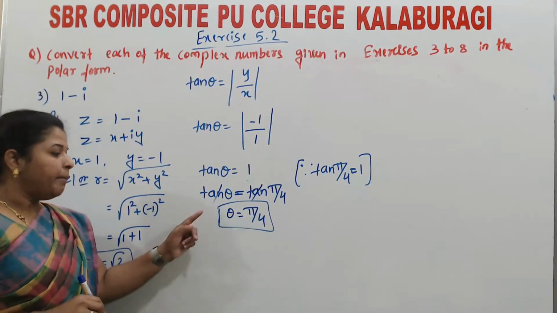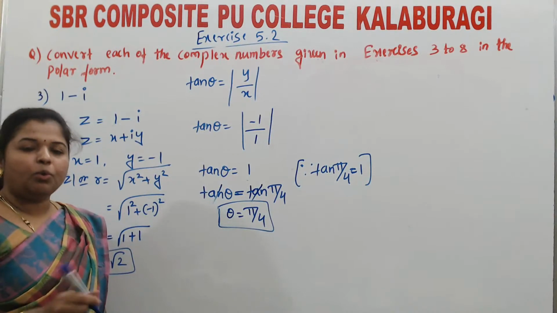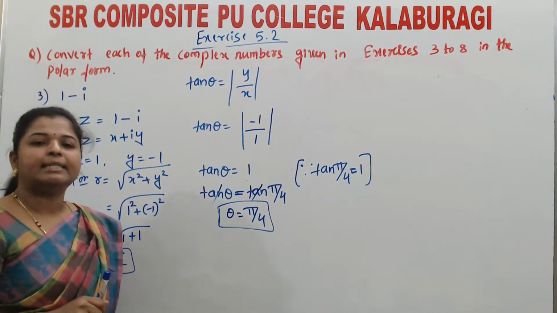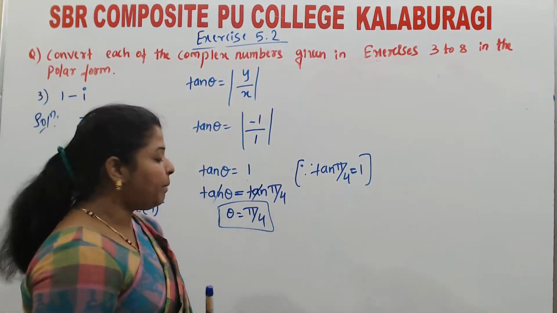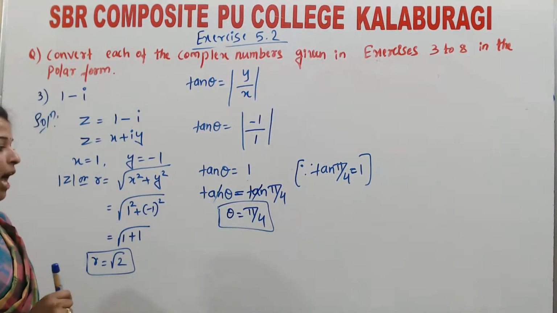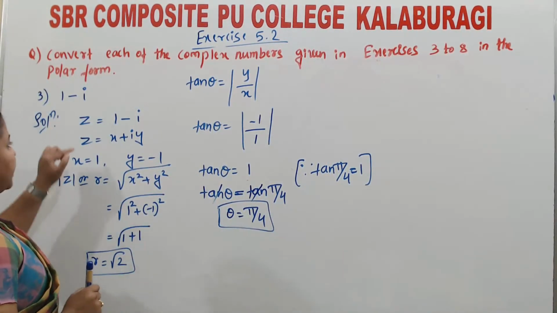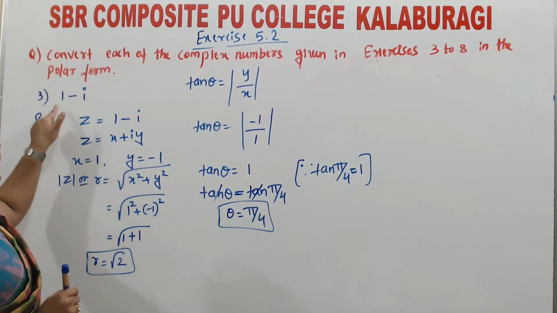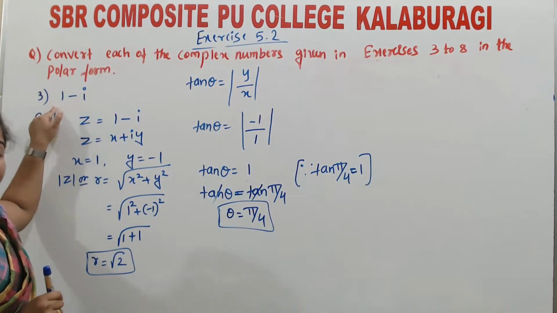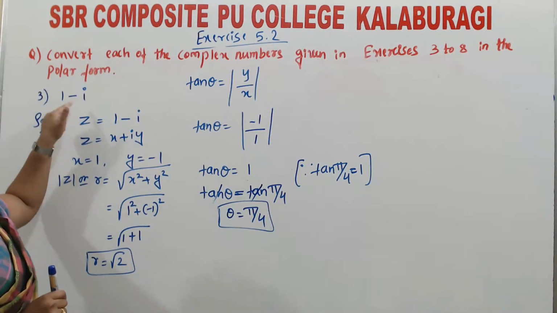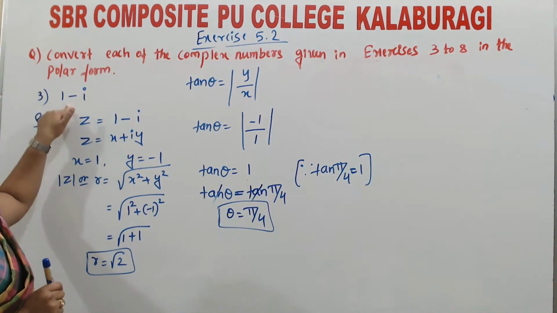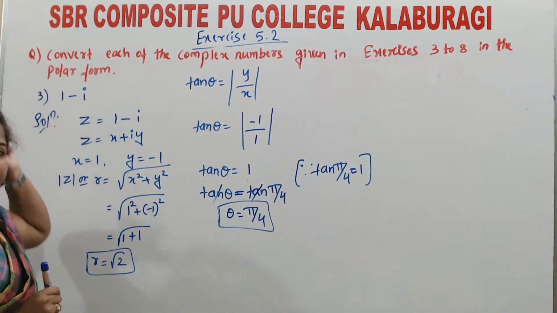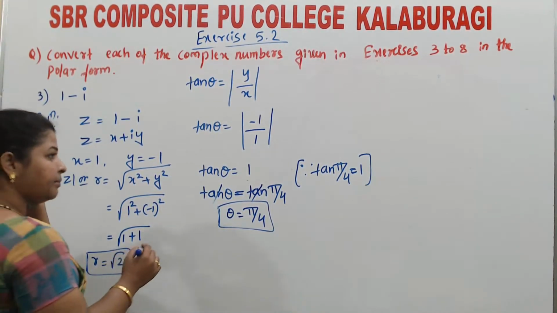Already we said theta must be principal value. What is the principal value? Theta lies in between minus pi to plus pi, right? So for finding the argument of z, we have to check the given point is there in which quadrant, right? X is positive, y is negative. Means which quadrant it is? Fourth quadrant. Given points exist in fourth quadrant.